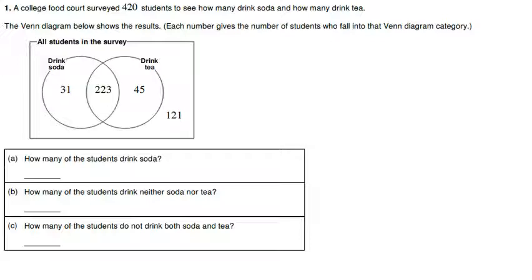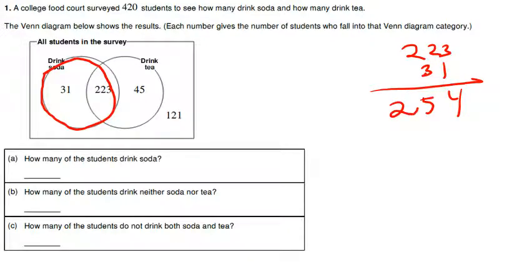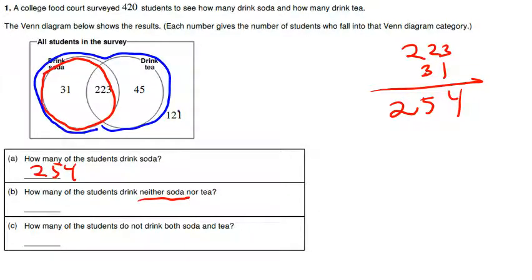So, first question, how many of the students drink soda? If we're interested in how many students drink soda, they have to be in the soda circle. Well, we have 223 and 31. That comes out to be 254 students drink soda. How many of the students drink neither soda nor tea? Well, if they drink neither one of them, they have to be outside of these two circles, right? Well, that's what this number here is indicating, that 121 students are drinking neither soda nor tea.